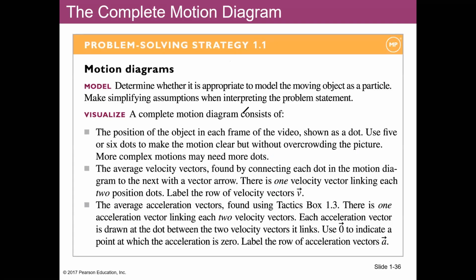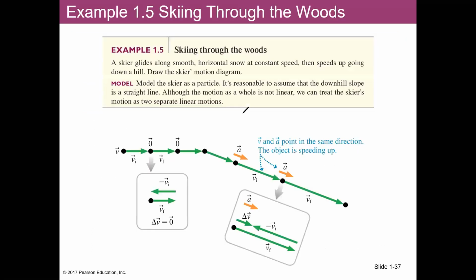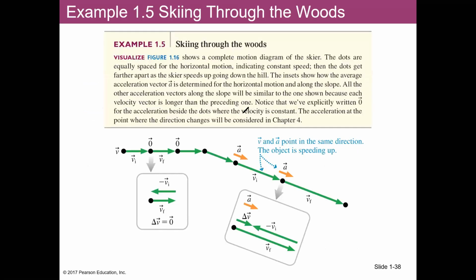Okay, so I'll let you read this about what makes a complete motion diagram. It needs a coordinate system, it needs the dots for the position, it needs the arrows connecting the dots for velocity, and then it needs the acceleration if those velocities change. And this is a perfect example, like I mentioned in the lecture videos.